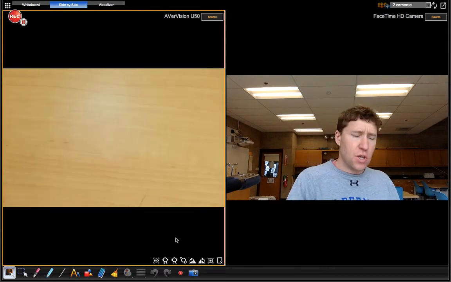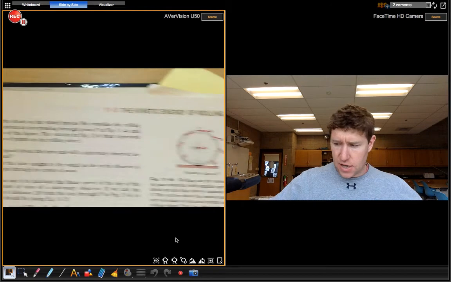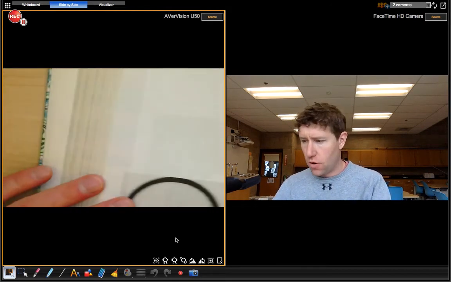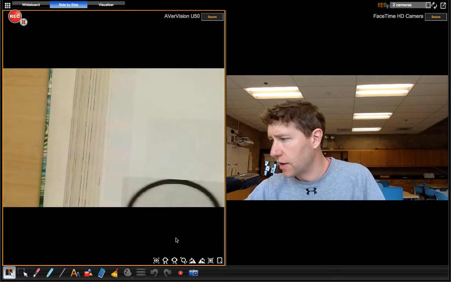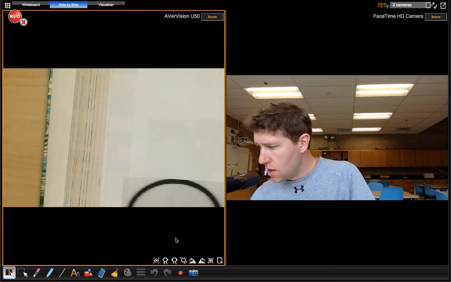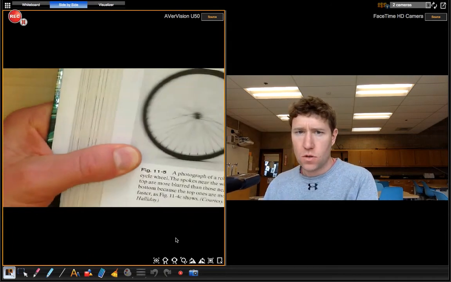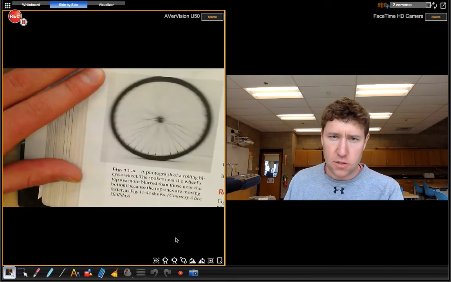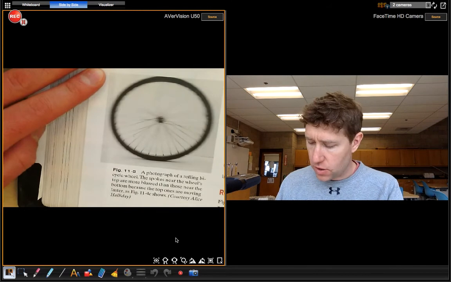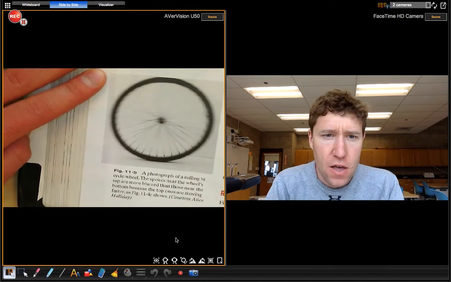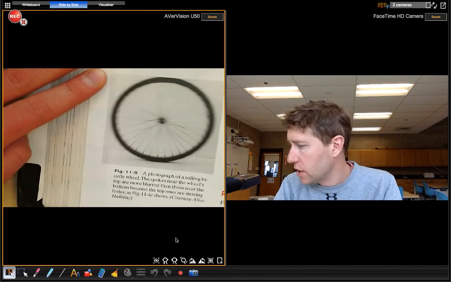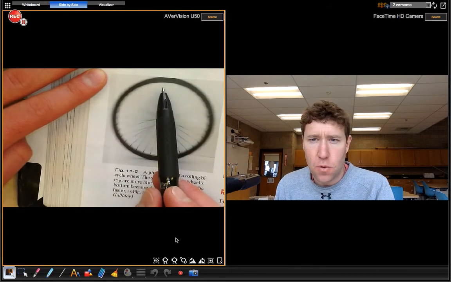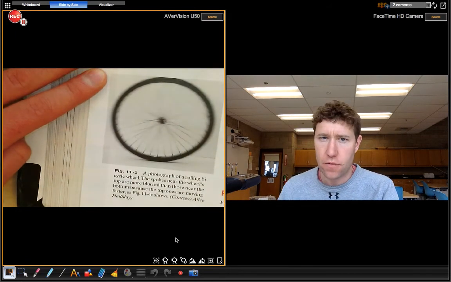I wanted to show you this. I thought you might be interested in this. This is a high-speed photograph of a rotating wheel. Let's see if I can get this in the picture here. So if we take a look, this is a rolling wheel. This is a bicycle wheel that's just been set rolling, and a photograph has been taken of it. If you look at the spokes, at the very, very top, the spokes are a blur because they're moving very, very quickly.